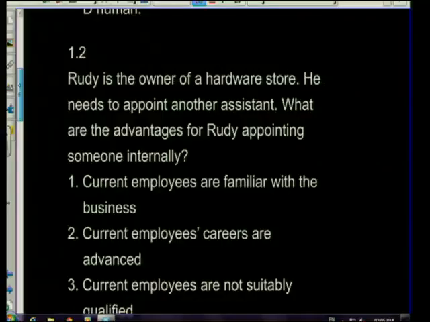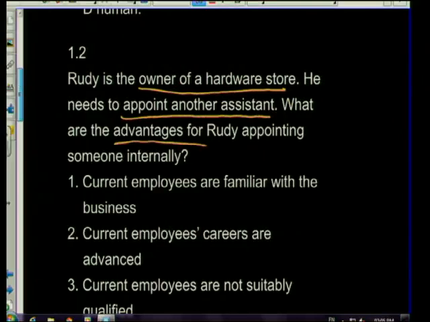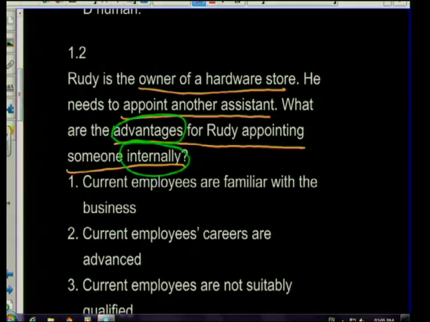The next question here, 1.2. Rudy is the owner of a hardware store. He needs to appoint another assistant, so any additional staff. Now, what are the advantages for Rudy appointing someone internally? Two very important parts here, grade 12s. What are the advantages? What are the positive aspects of hiring somebody internally? In other words, hiring somebody already working in the business. Remember, you get internal and external recruitment. So advantages of internal recruitment.